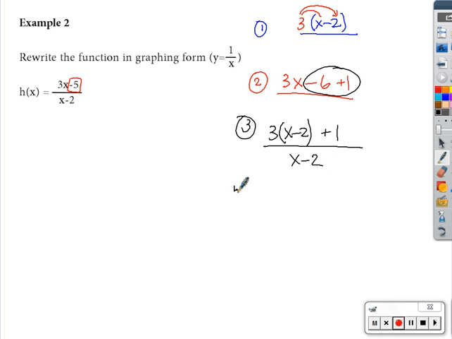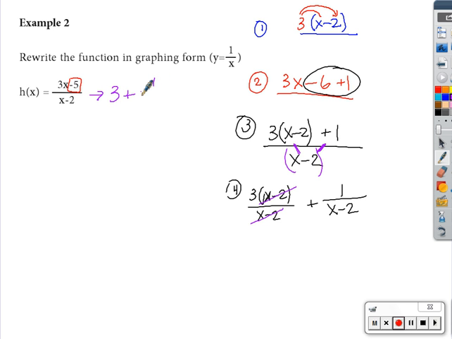The last step is to split this up into 2 fractions. Remember, when we're dividing by x minus 2, it's both of these being divided by x minus 2. So I end up with 3 times x minus 2 divided by x minus 2, plus 1 divided by x minus 2. Cancel when possible. In this particular case, the x minus 2's cancel out, and I'm left with 3 plus 1 over x minus 2. Now this is graphing form.